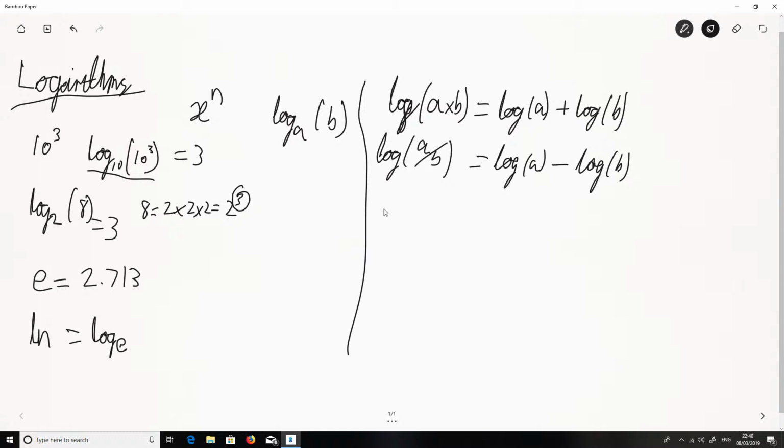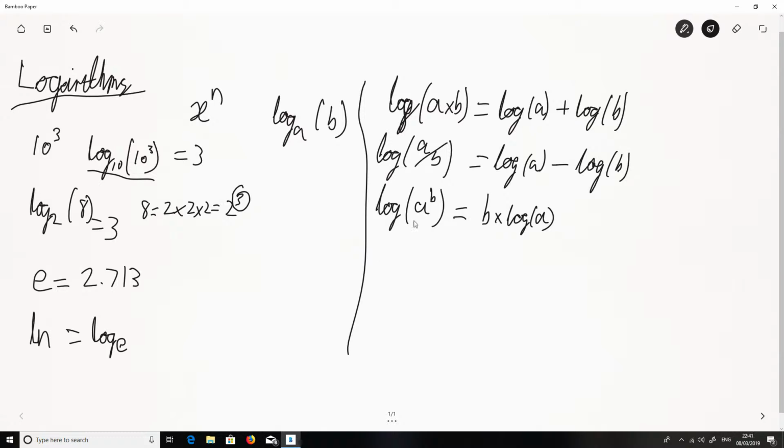Another rule is the log of a to the power b. In each of these cases, a and b are just two numbers or two unknowns, whatever it is that you're solving for. So log of a to the power b is equal to b times log of a. Now, again, this is just something you can use to simplify equations down.